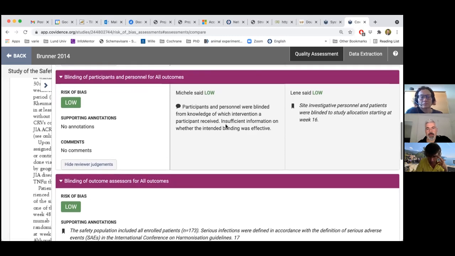And yeah, I have a question here, because in the explanation of the item, it says whether the intended blinding was effective or not. And it is a detail that is not specified in so many studies. So is it something that we have to point out in our comments?